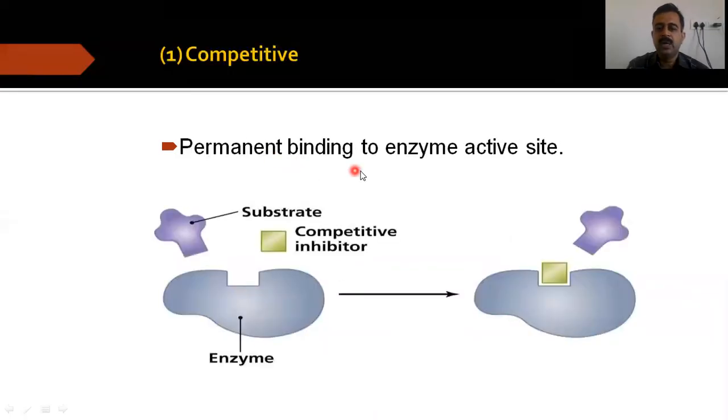Competitive inhibitor: permanent binding to the enzyme's active site. See here, the substrate is there, and this substrate has to bind to this particular site, but the competitive inhibitor will come and bind to this site. Once it is bound, it will not move from that enzyme, and the substrate is unable to put itself into that cleft, and the reaction would be halted. But this is a permanent kind of thing that would take place.